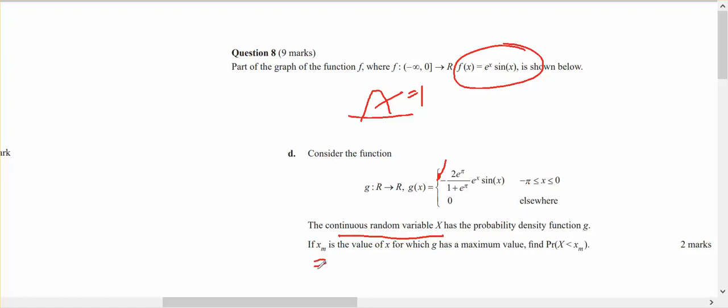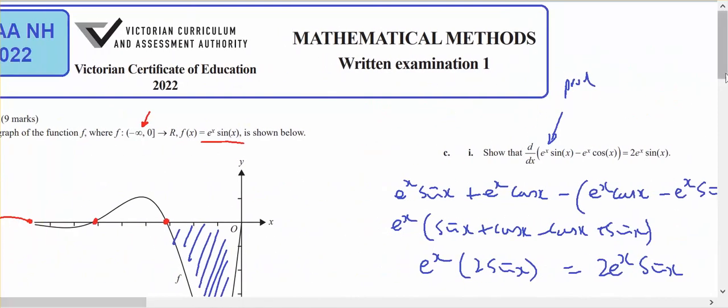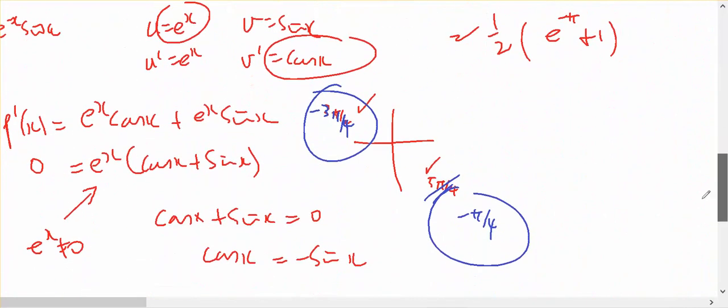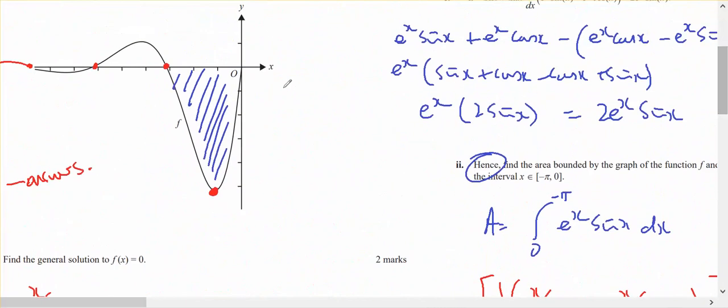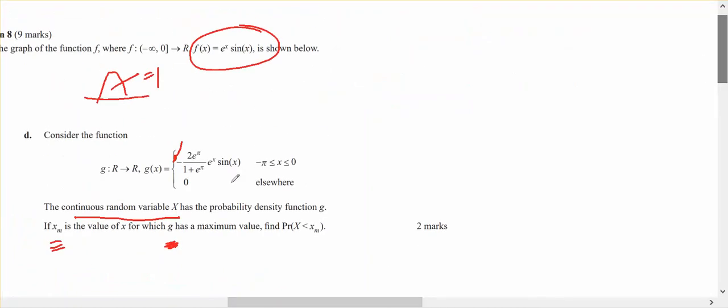If xm is the value of x for which g is a maximum value, okay, so g is a maximum value will be here, and I know from my answer in 8b that that will be at minus pi on 4, because that was the value where the derivative equaled 0. So now that I've swapped it around and turned it by a multiplier, that's going to be at minus pi on 4. So what am I looking for?